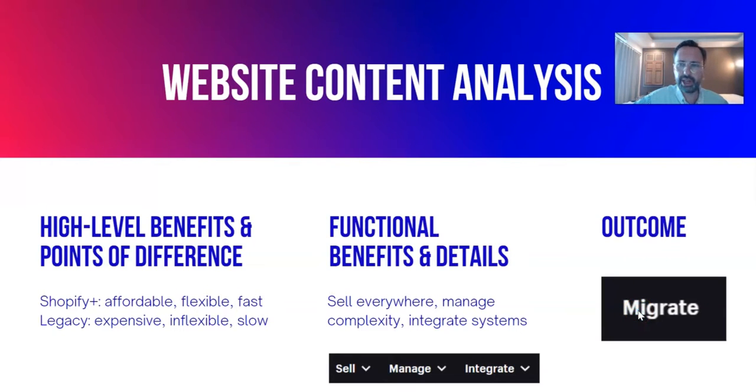Let's do some website content analysis for Shopify Plus. So there are three critical things that are happening here. The first is a focus on high-level benefits and points of difference, things that distinguish Shopify Plus from competing e-commerce providers. So we see Shopify Plus is affordable, flexible, and fast. That's one of the main things being communicated front and center at the beginning of their homepage.